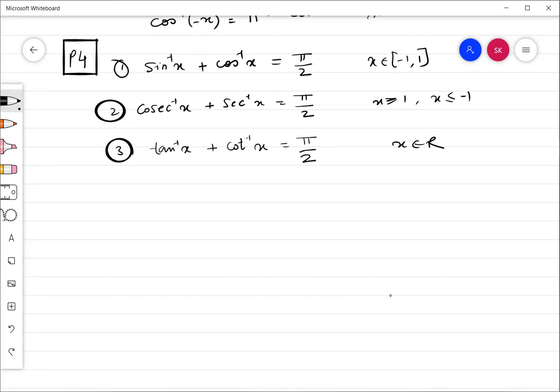So these are the properties. Look at them. This guy is from another family, this guy is from another family. Together they equal pi by 2. This is the most useful, widely used property.